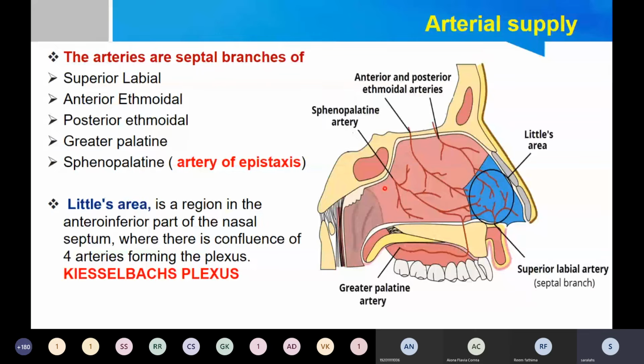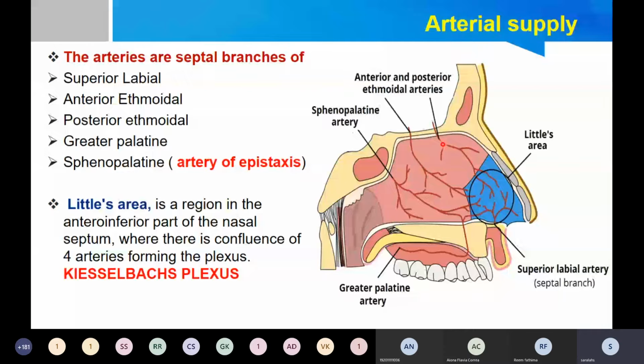What are the arteries supplying the nasal septum? If you can recall your case scenario, she came with the complaint of bleeding through the nose, isn't it? So that's mainly related to the arteries of the nasal septum. You can divide the nasal septum into four quadrants for your convenience: the antero-superior quadrant, the antero-inferior quadrant, then the postero-superior quadrant and the postero-inferior quadrant. First, we'll take up the postero-superior quadrant. It is supplied by the anterior and the posterior ethmoidal arteries.